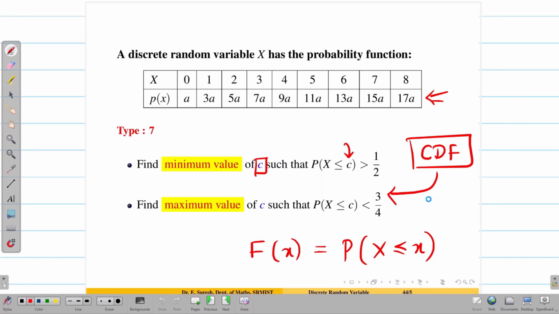These are all the different kinds of questions that can be asked in problem solving. Hope now you are clear how to tackle each kind of question. In the next session, we are going to solve problems on discrete random variables.